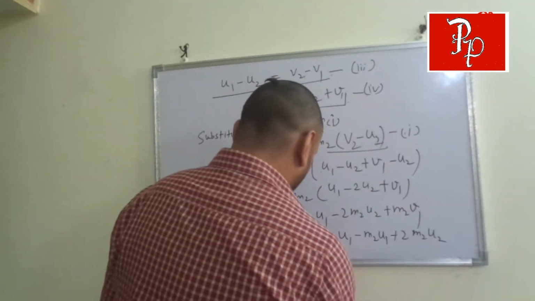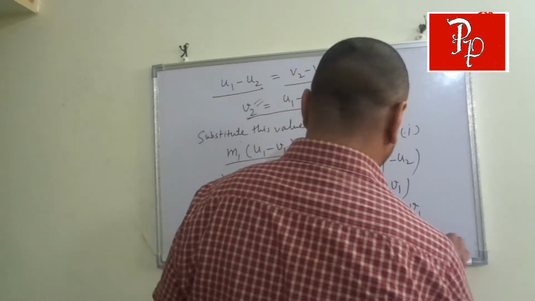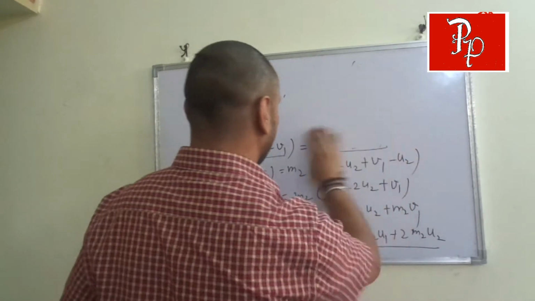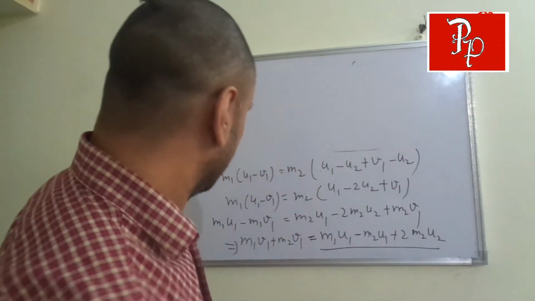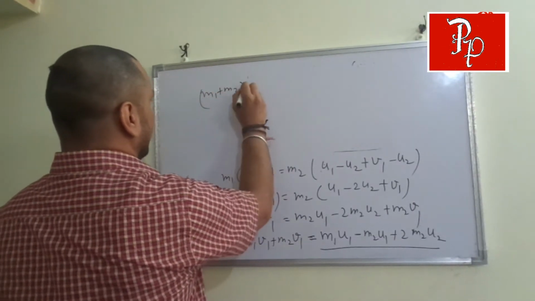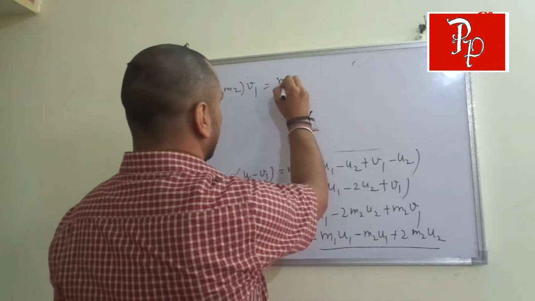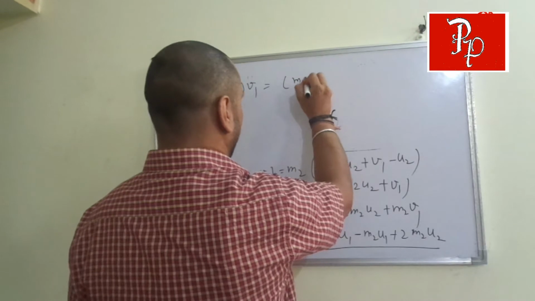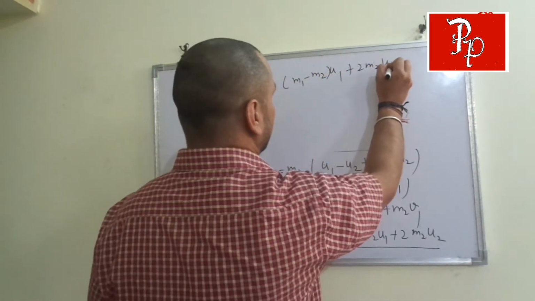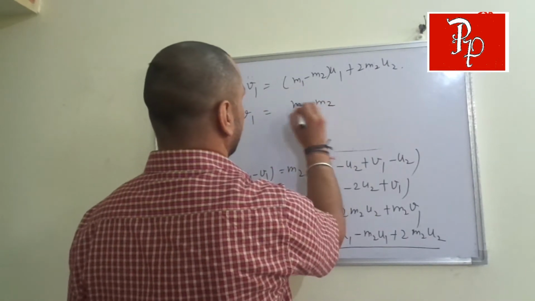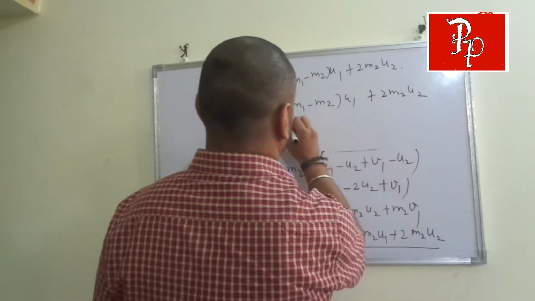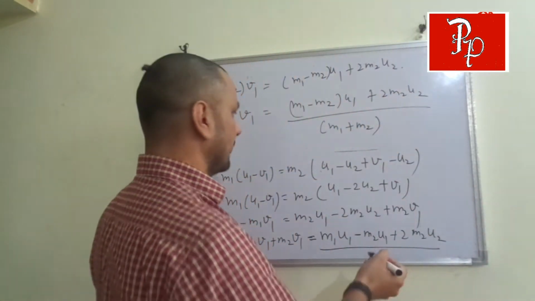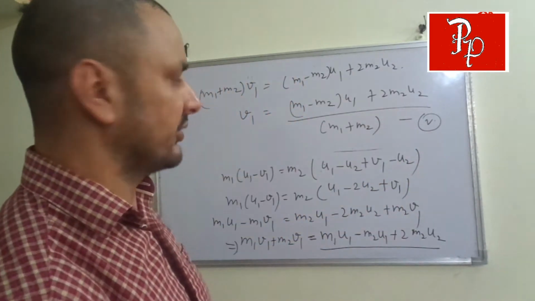So students, on rearranging we'll get m1 u1 minus m2 u1 plus 2 m2 u2. This is the equation. Now on further solving, here it is (m1 plus m2) v1, and m1 u1 and m2 u1, so you can write it as (m1 minus m2) u1 plus 2 m2 u2. From here we get v1 is equal to [(m1 minus m2) u1 plus 2 m2 u2] whole divided by (m1 plus m2). This is the value of velocity v1. If that was your fourth equation, let this be equation number fifth.